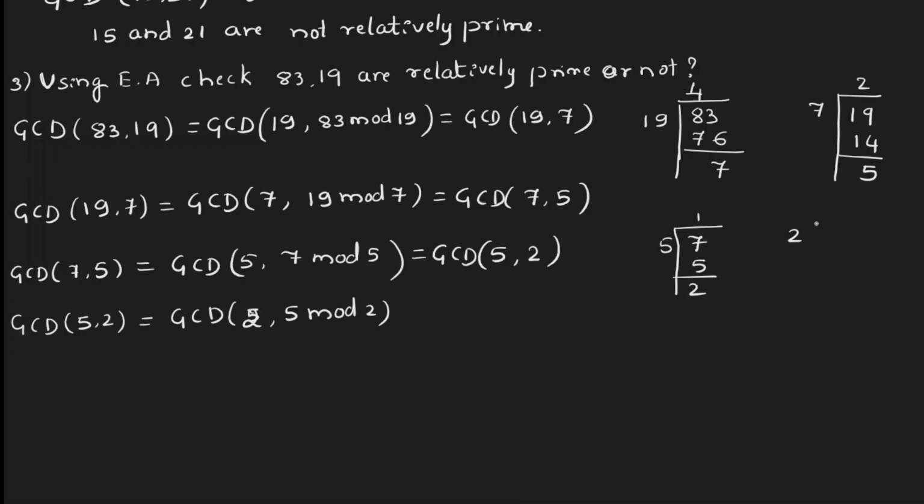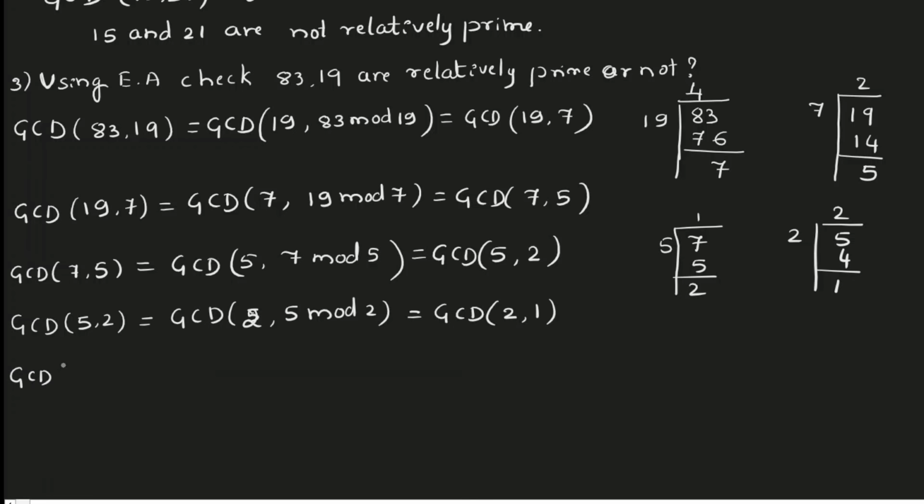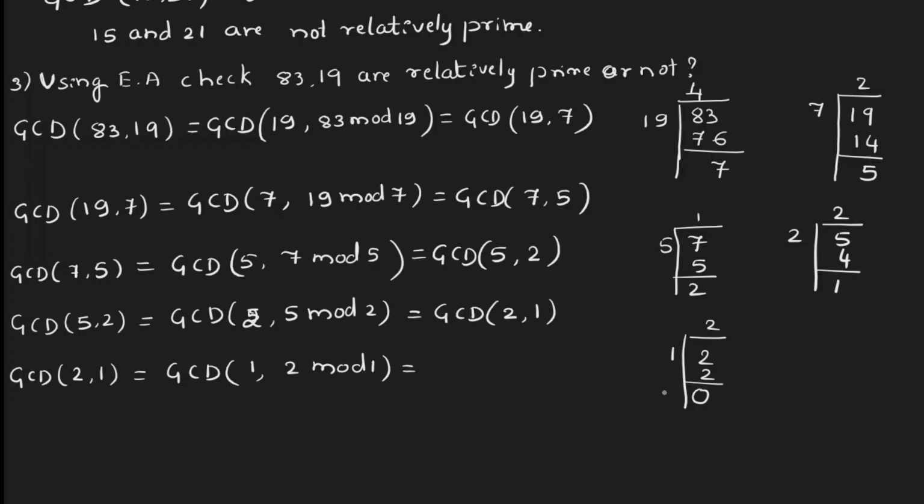2 divides 5, 2 times 2 is 4. What is the remainder? Remainder is 1. Then GCD of 2, 1 is equal to GCD of 1, 2 mod 1. 1 divides 2, 1 into 2, 2. So you have got 0 as remainder.